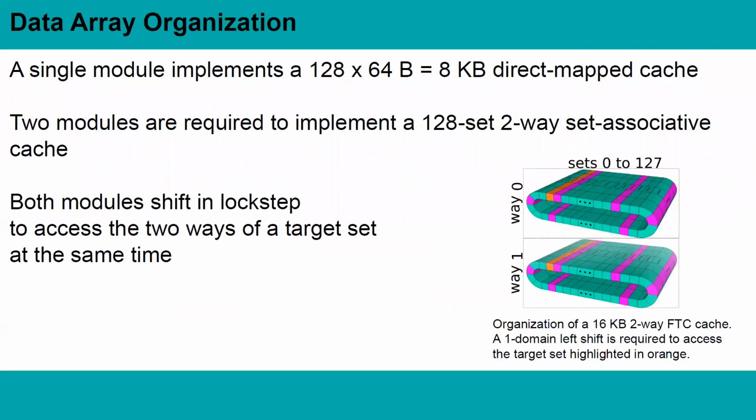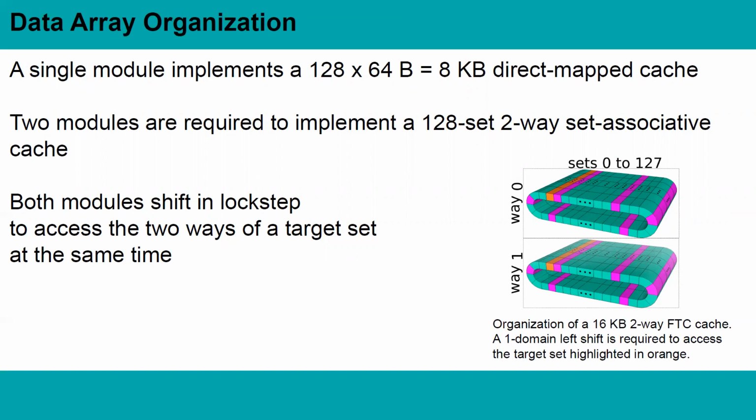A single module consisting of 128 64-byte lines implements an 8 kilobyte direct-mapped cache. Multiple modules can be combined to implement n-way set-associative caches. For instance, a 128 set two-way cache can be implemented with a couple of modules shown in the figure. One of the modules stores ways 0 for every set, and the other module stores ways 1.